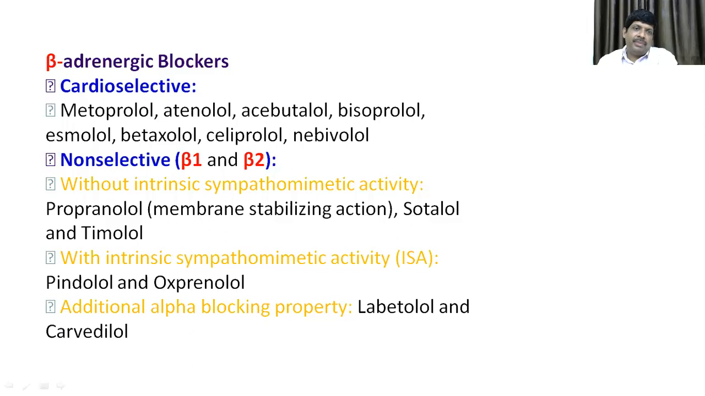Cardioselective beta blockers: we have metoprolol, atenolol, acebutolol, bisoprolol, esmolol, betaxolol, celiprolol, and nebivolol. There are many mnemonics also. You can make your own mnemonic to remember this. Non-selective means it will act on beta 1 receptors and beta 2 receptors also.